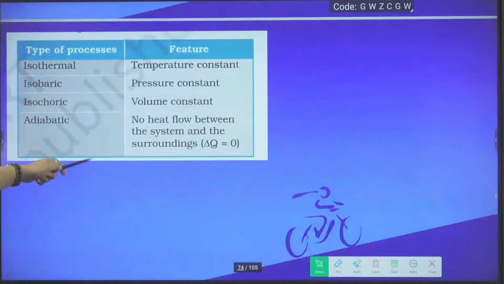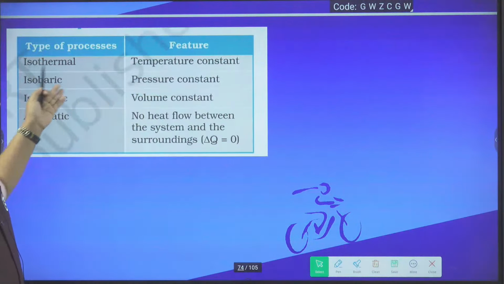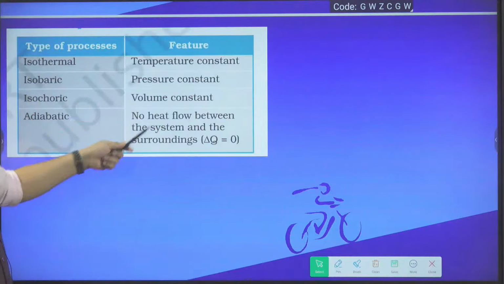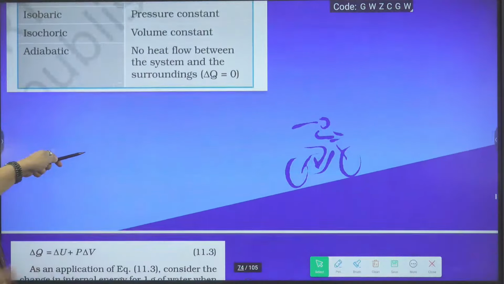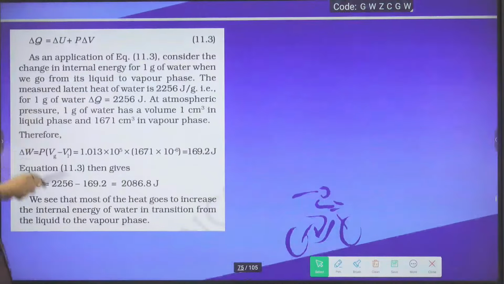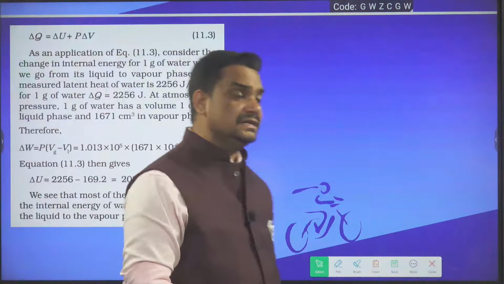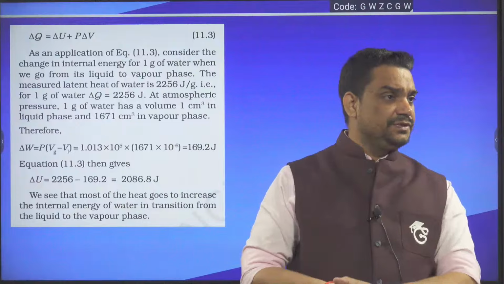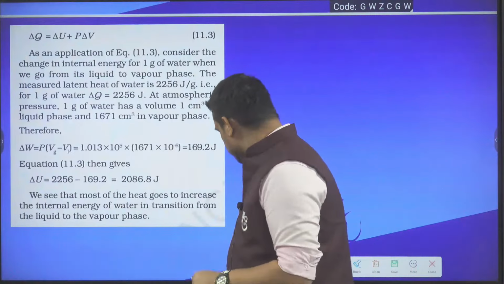Types of process, which we already know: isothermal, temperature is constant; isobaric, pressure is constant; isochoric, volume is constant; adiabatic, net heat exchange is 0. Then here comes one question. We know the first law, delta Q equals delta U plus P delta V, and they are asking one question here.